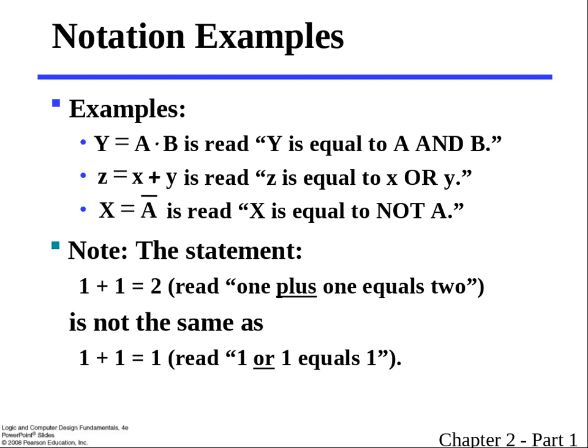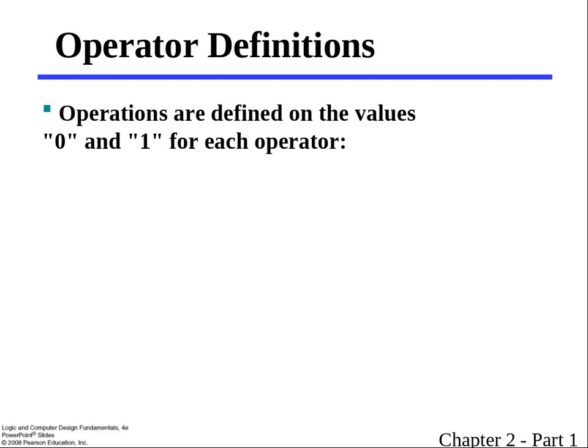So y equals a and b, that's how that's read. The next one is z equals x or y. And the third one is x equals not a. By convention, you put the not in front of the variable. So even if there's a little asterisk 1 right here, you can still say not a. So the bottom one, 1 plus 1 is true, but 1 or 1 is 1, which is also true. I know, guys, it's going to be a little weird.